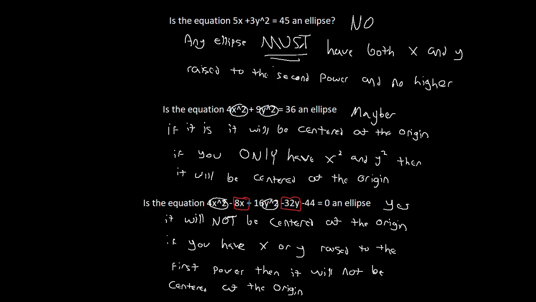Hopefully that made sense. We're going to go through some examples converting between standard equations and random equations, so hopefully it'll make more sense when you see some examples. But again, this was just a quick video showing you how I know if it's going to be an ellipse, if it's going to be centered at the origin, or if it's not.